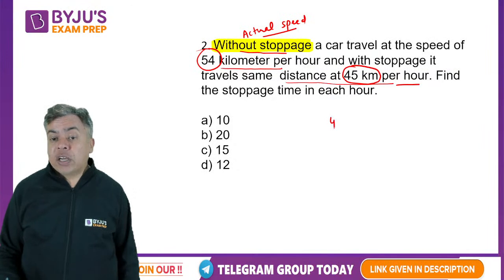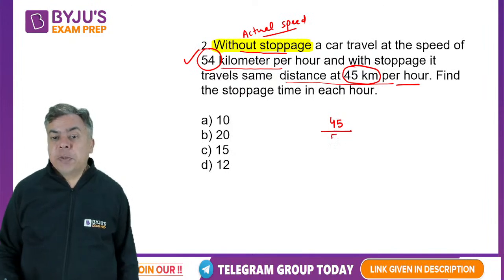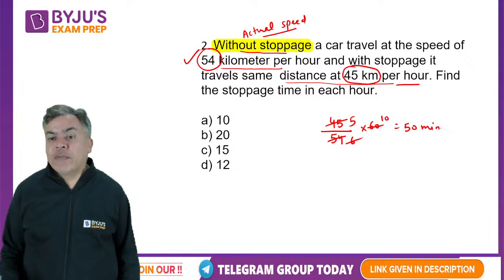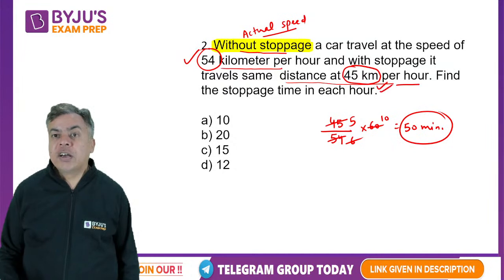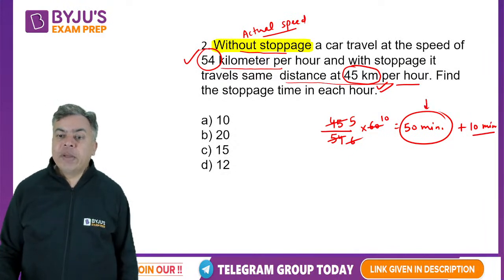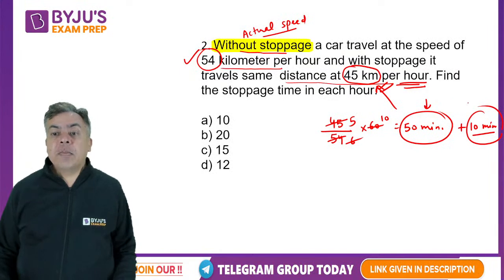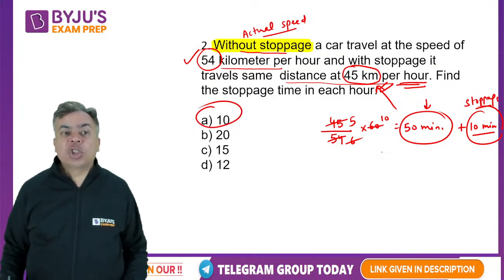That means for those 45 kilometers at the speed of 54, because the actual speed is 54, it must have taken 5/6 hours, which if you convert to minutes, is 50 minutes. That means it should have taken 50 minutes to travel this 45 kilometers. So the rest 10 minutes, because it is taking 1 hour, must be the stoppage time. So 10 minutes per hour is the stoppage time.